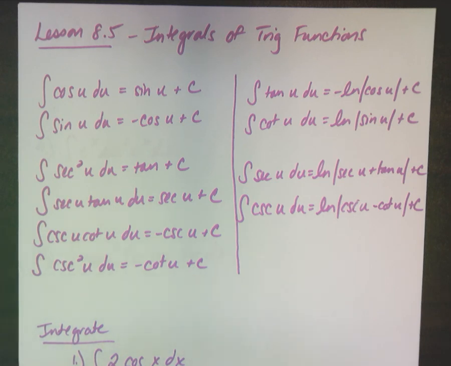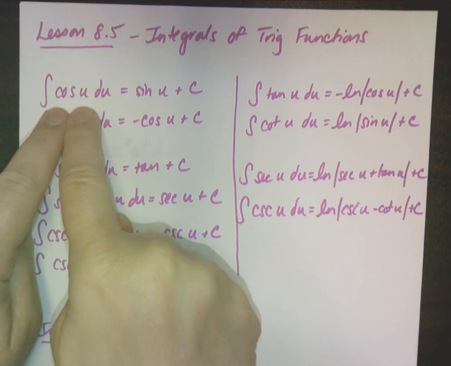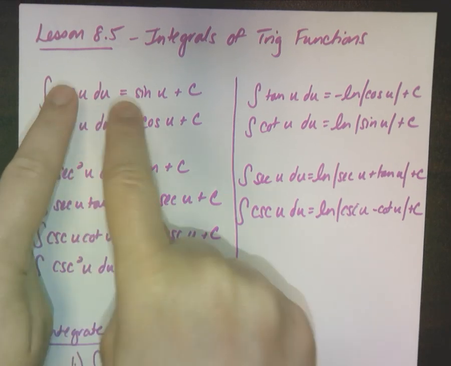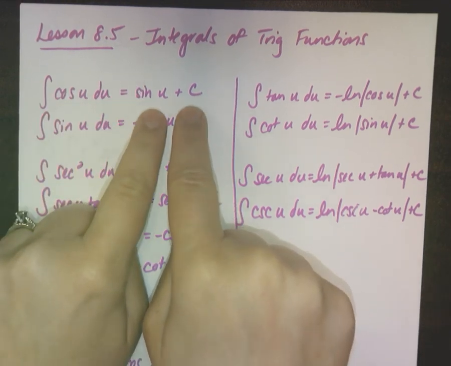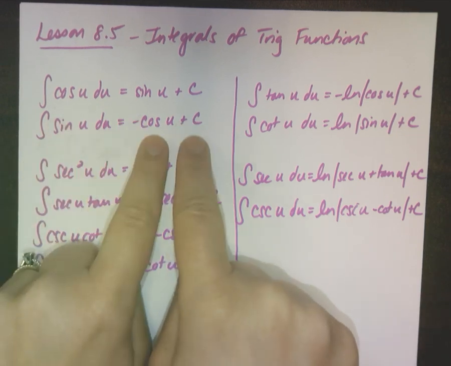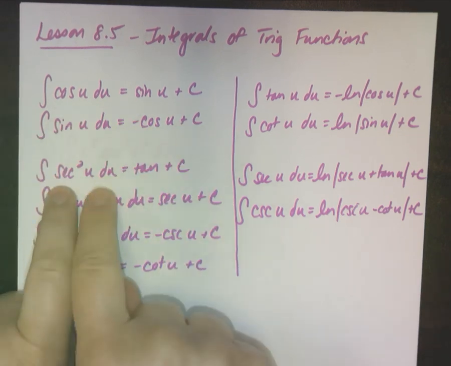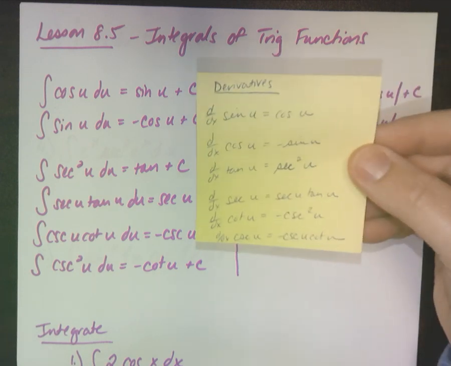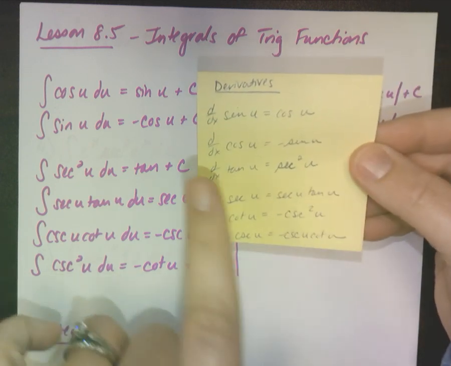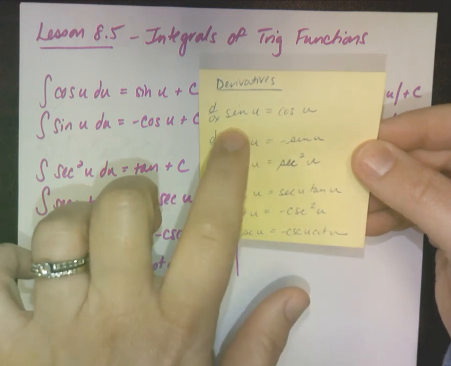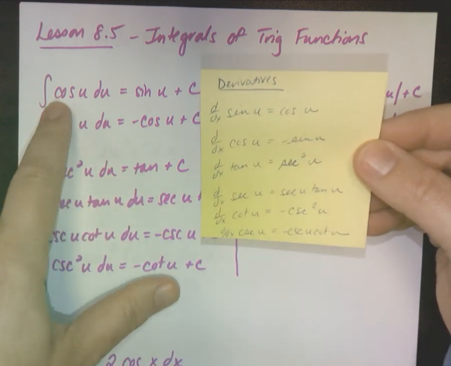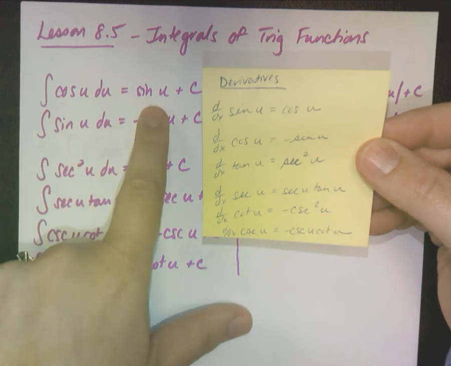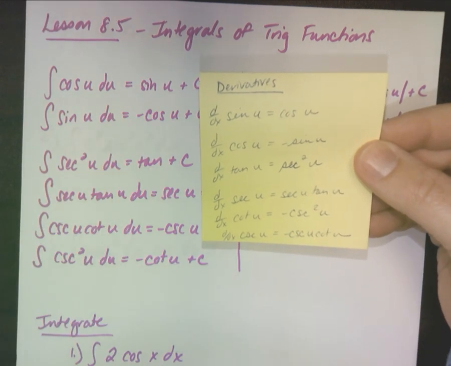These are the integrals of all the trig functions. You want your integral to look like this left side in order to write it like the right side. Make the left look like the right. Notice, it's the antiderivative. If you had written your derivatives down, which you should, by the way, keep a little sticky note of it, the derivative of sine is cosine. The antiderivative, the integral of cosine, is sine. Look at that.